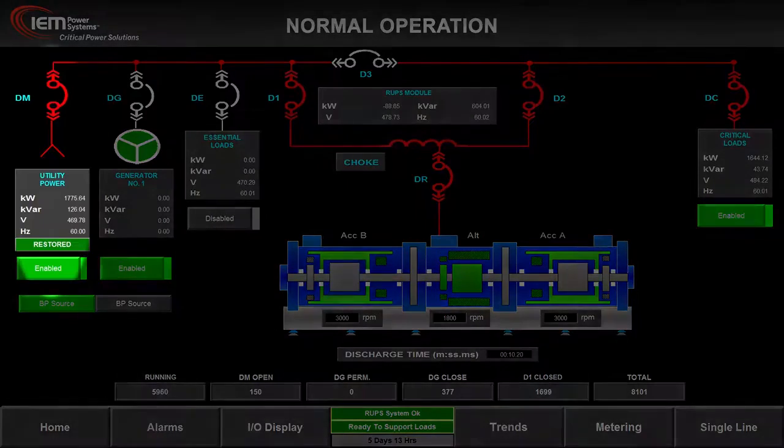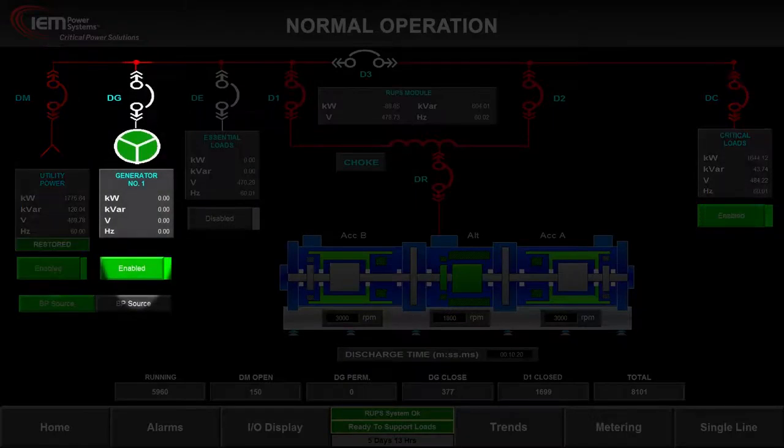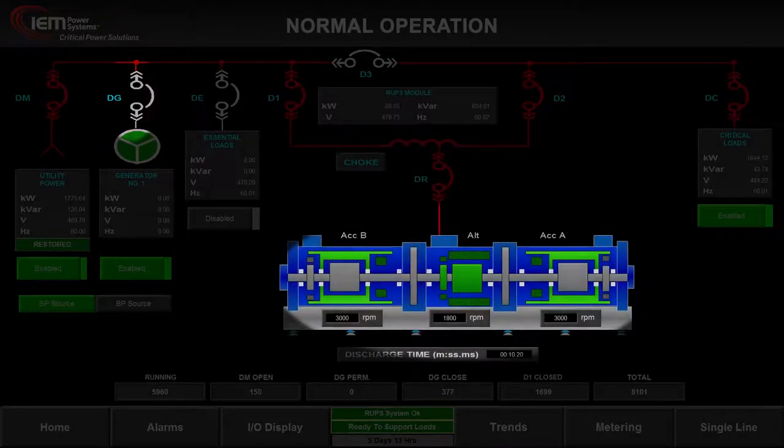Normal operation. At the opening of the screen capture, the system is running in normal operation. Note that breaker DM is closed, utility power is present and supplies the critical load. The generator is enabled but not operating. Breaker DG is open. The Rotabloc is fully charged at 3000 RPM and has 10.2 seconds of available discharge based on the current critical load. It is ready to act as a UPS.